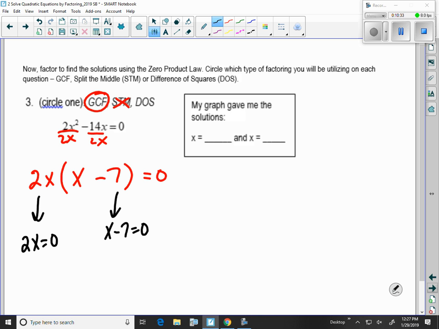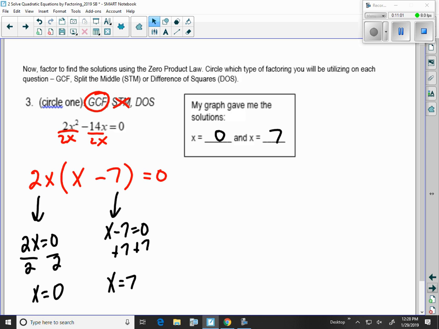You good? How are we going to solve for x right here? Divide by 2. But wouldn't that be 1? What's 0 divided by 2? 0. Here, add my 7. You get x equals 7. So our x-intercepts should be 0 and 7.